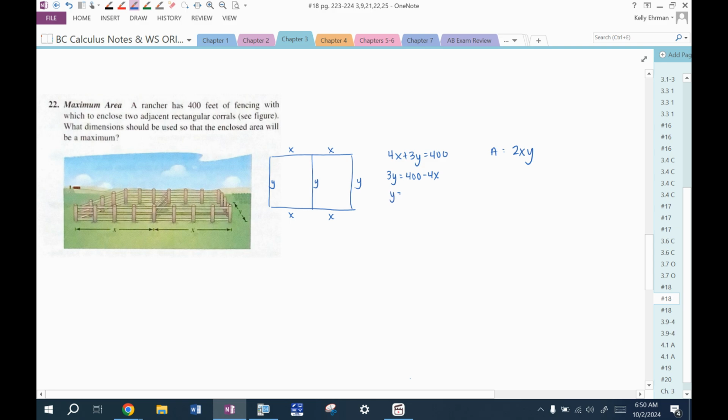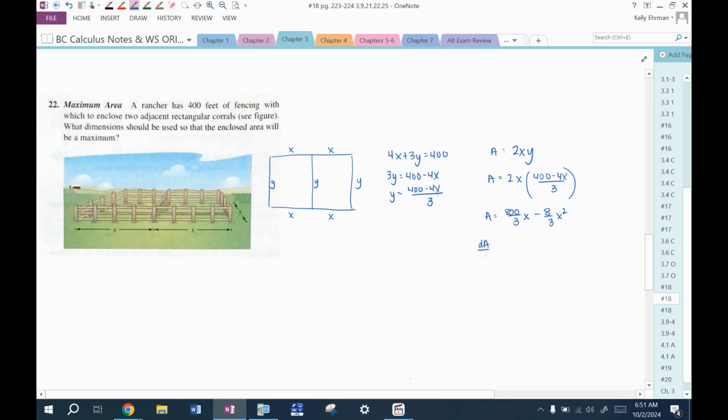So same steps we've been doing. It's just a little uglier. This is like 400 minus 4x all over 3. You could split it up if you want to. The area then is equal to 2 times x times 400 minus 4x all over 3. Maybe I should split that up. So that's 800 thirds times x minus 8 thirds times x squared. I should distribute that and split it up because remember I want to take derivatives.